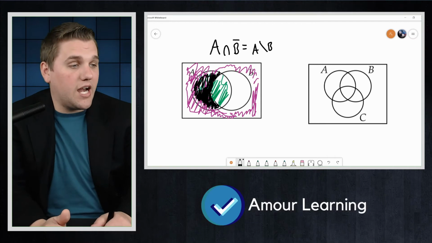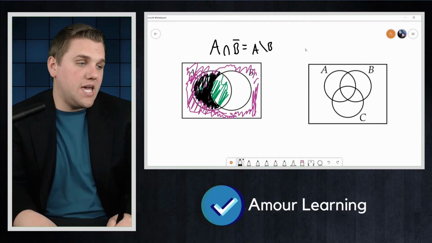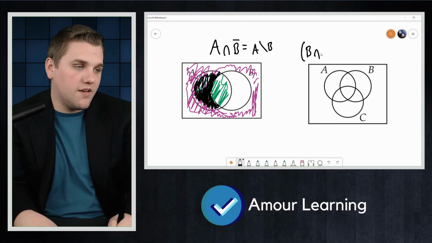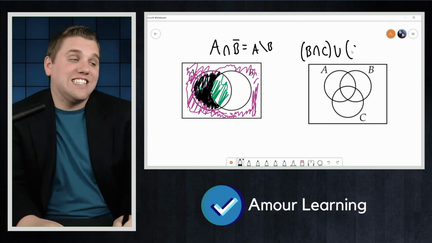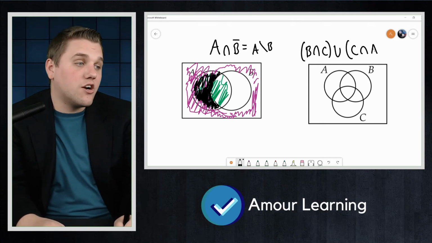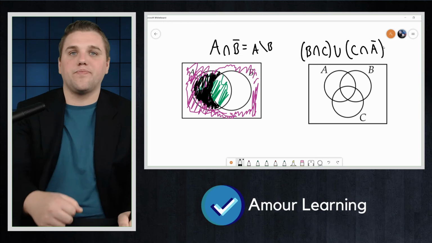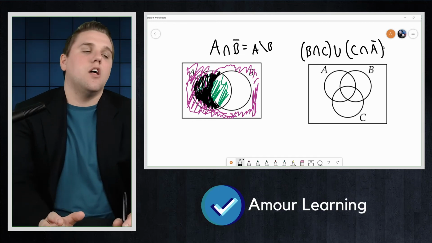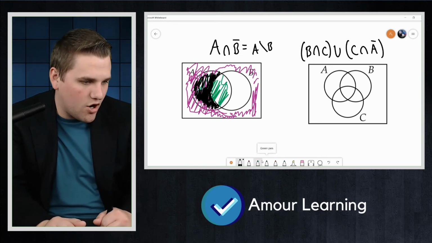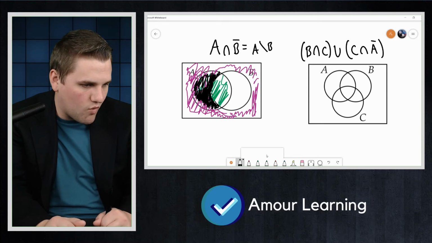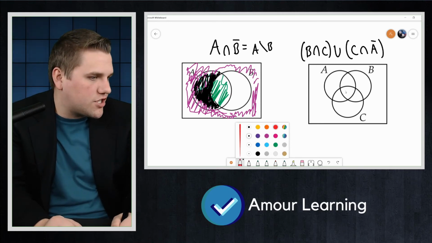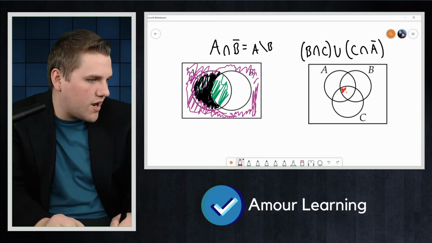A more complicated example would be something like B intersection C union with C intersection A complement. Okay, so this is going to take some time. Let's start with B intersection C. I know where that is, and let's use red for that color. B intersection C is this region right here.